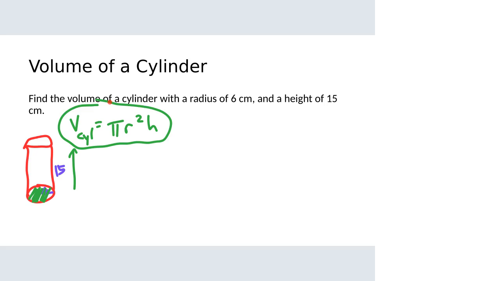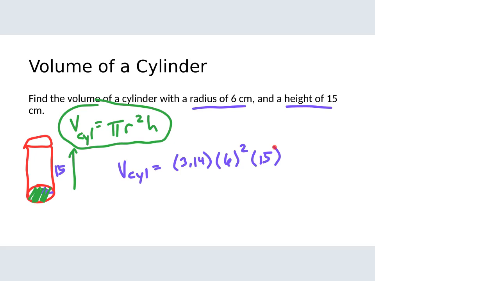You know, volume of a box was length times width times height. Volume of a cylinder is pi r squared times h. Here in this example, if I want to find the volume of this particular cylinder that has a radius of 6 and a height of 15, the volume of that cylinder will be pi times the radius squared times the height.